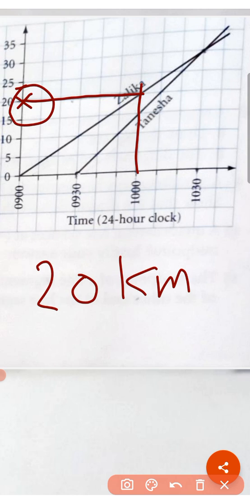Because Saliga started at 9, here we are finding the distance travelled for 1 hour. So from 9 to 10, draw a line from 10 and a line parallel to the x-axis which will meet the y-axis here. That is at 20. So in 1 hour, Saliga travelled 20 kilometer.